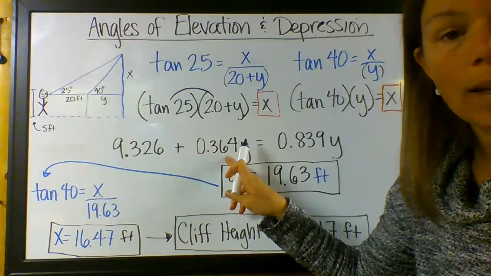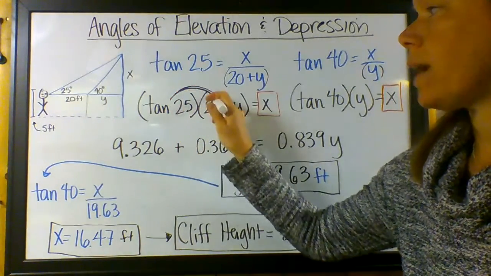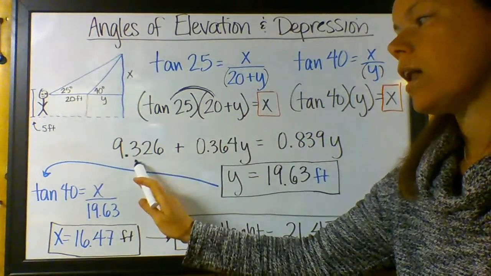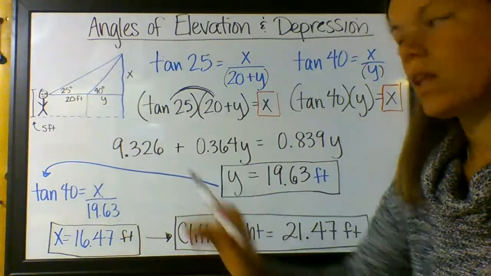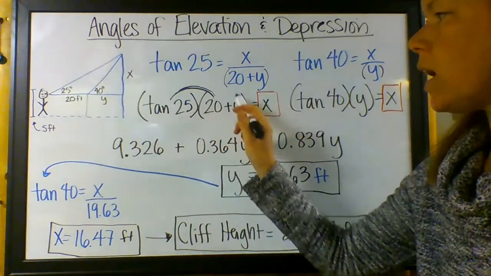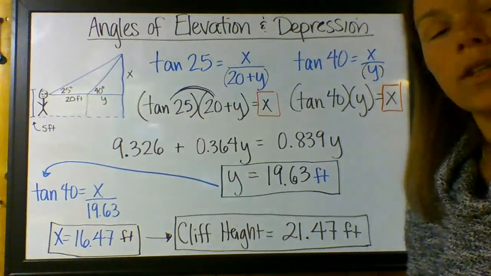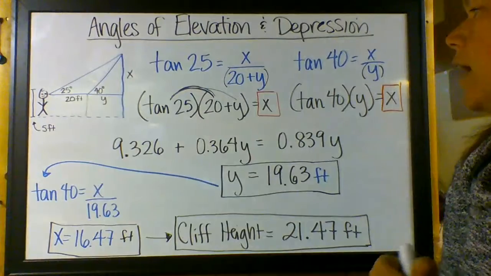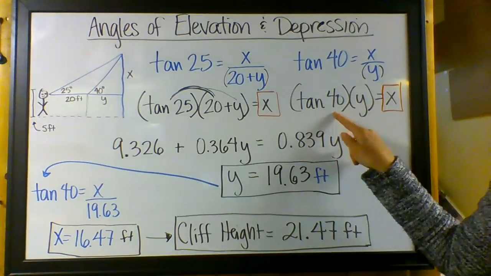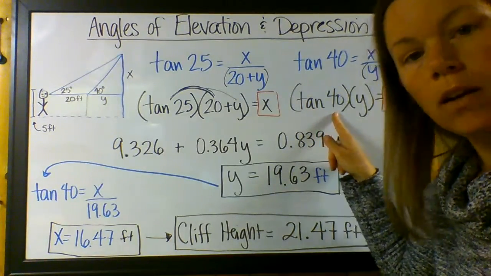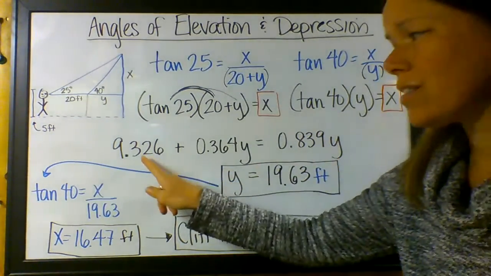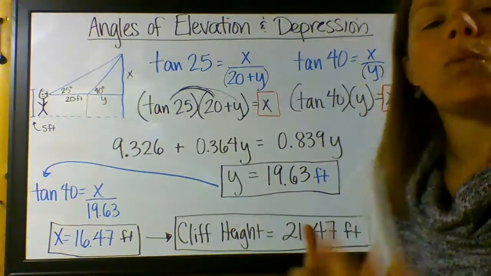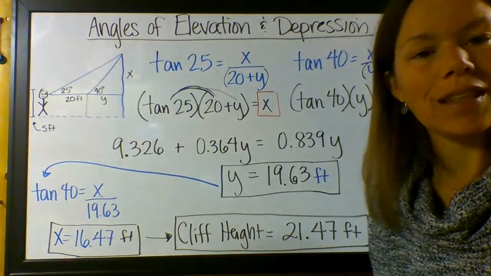0.364. So I put it in my calculator, and I didn't round it. I just put tangent of 25 times 20 in my calculator, and I got 9.326. And then I put tangent of 25 into my calculator and got 0.364 y, because I've distributed there, right? Distribute to the y. And then on the right here, I did tangent of 40 in my calculator, times y. So now really I just have a number plus a coefficient times y equals a coefficient times y. So hopefully you can solve these equations. It's not any different than if it were simple numbers.